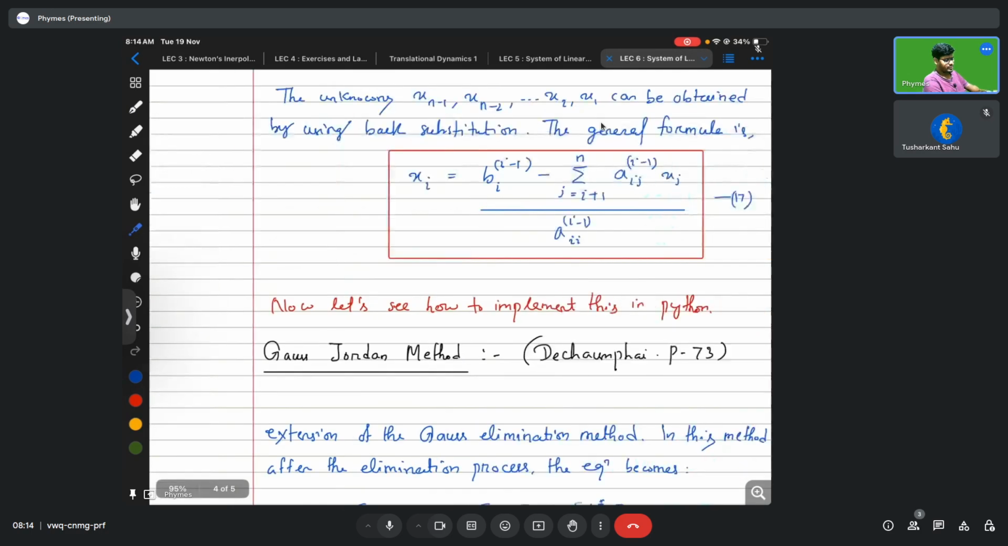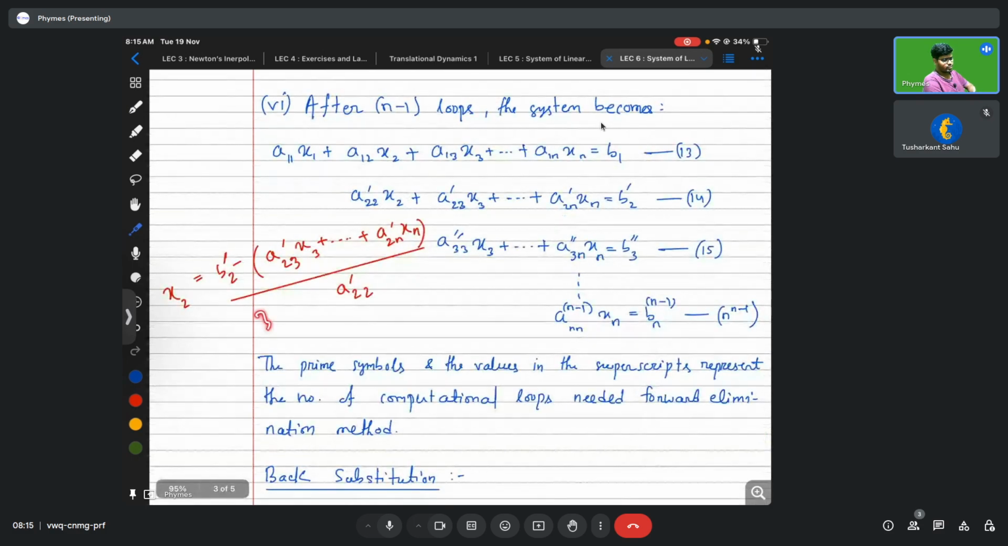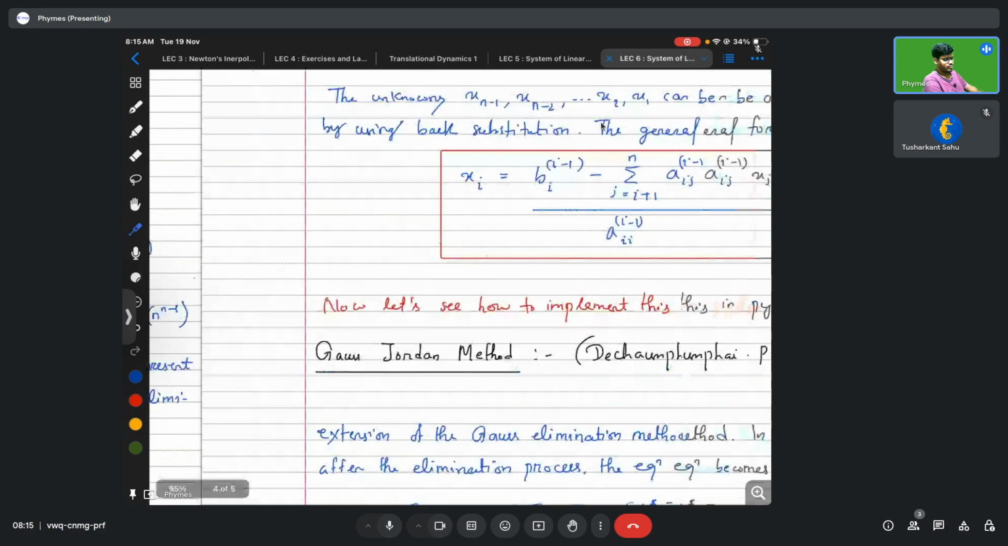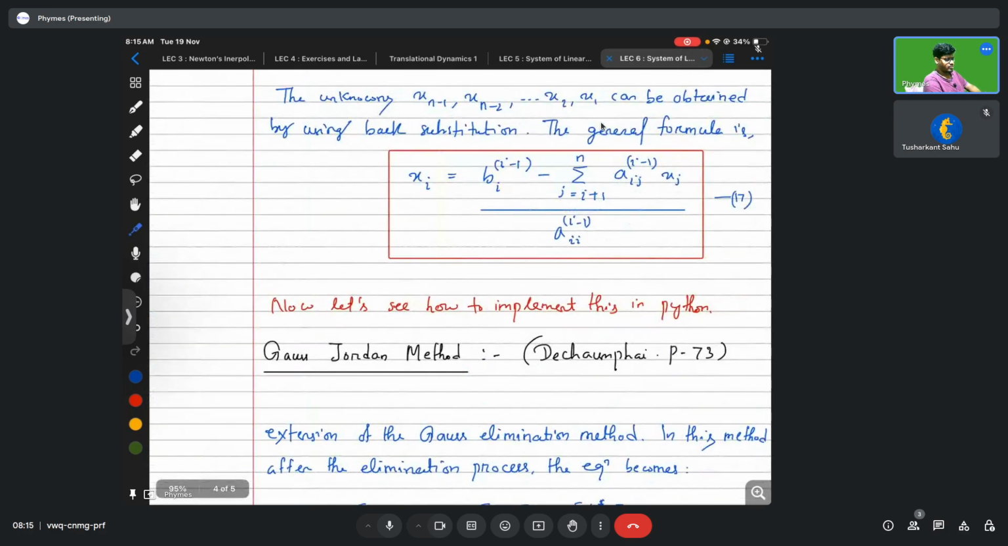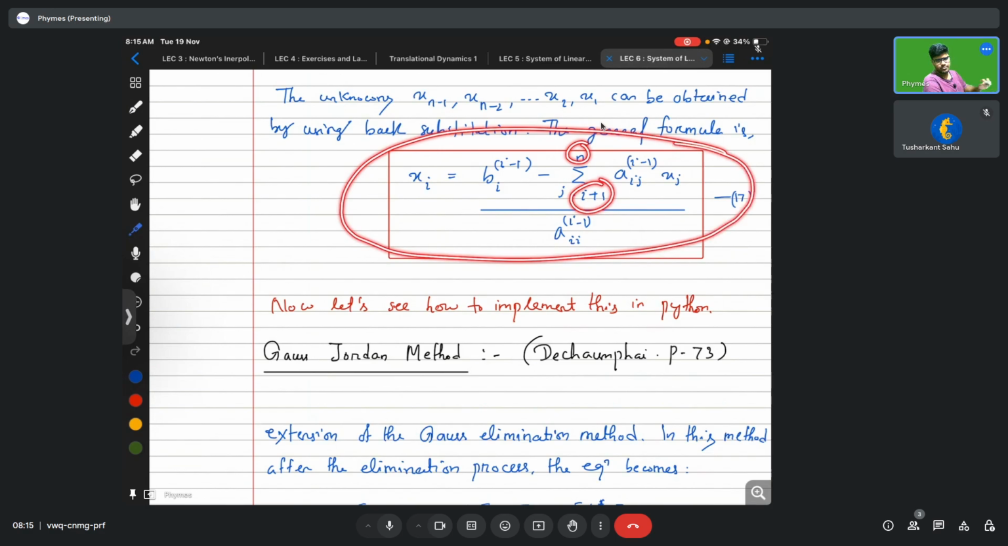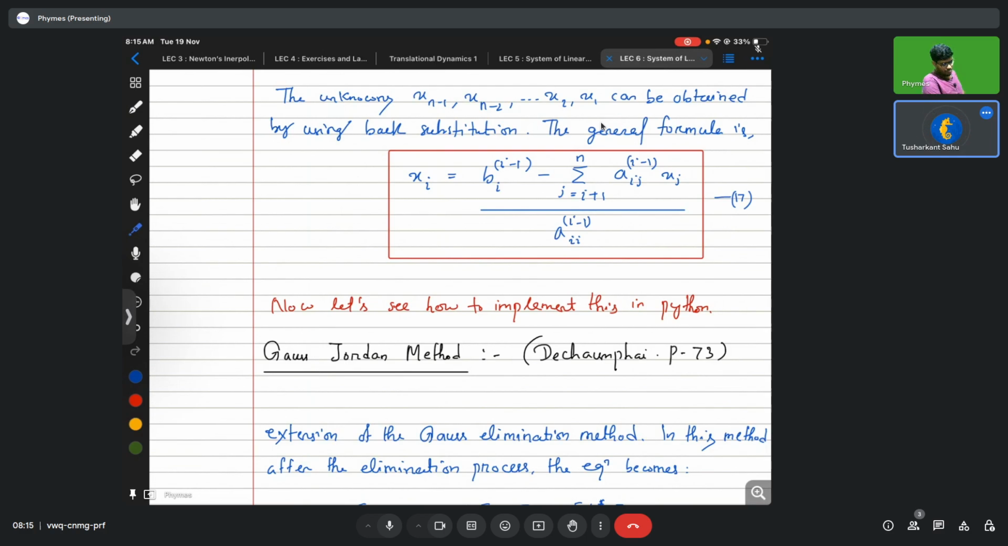So here you see that the summation over j, the second index, is going from i plus 1 to n. For this case, it is going from 3 to n, and here for the general case it will go from i plus 1 to n, right? And that will be the general result. Is it okay?